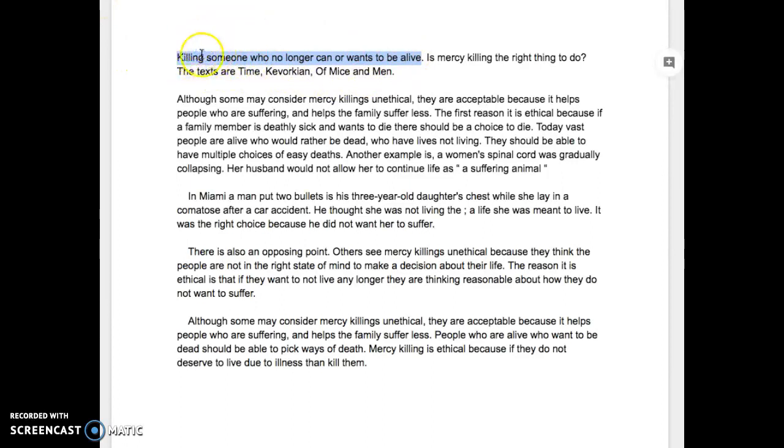We know that predicates are there with a verb, and that sometimes killing can act as a noun because mercy killing is a noun, but this is an incomplete sentence right here. I'm not really sure what you're saying. "Killing someone who no longer can or wants to be alive. Is mercy killing the right thing to do?" I understand how this flows, but this is just not correct.